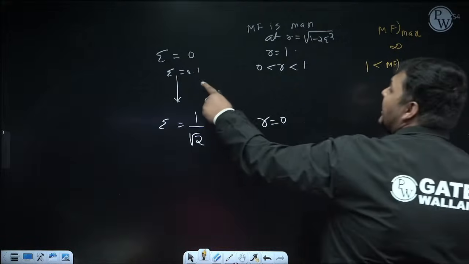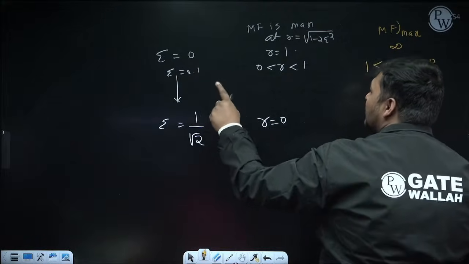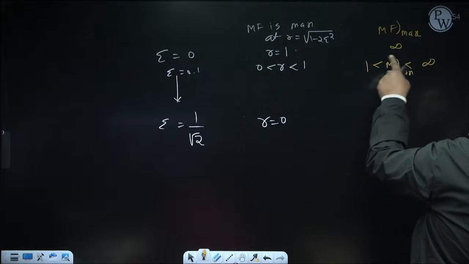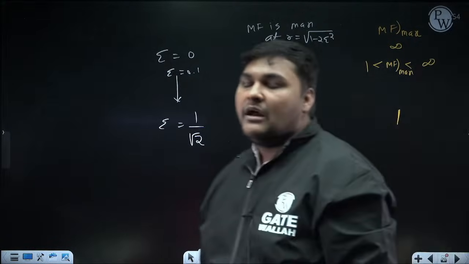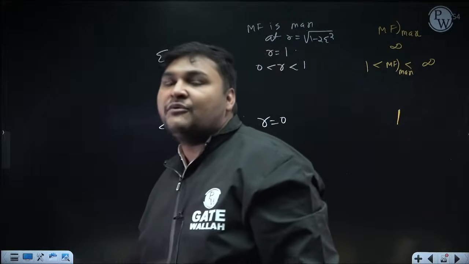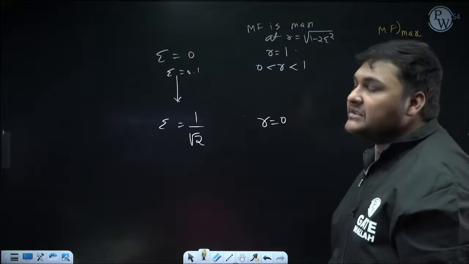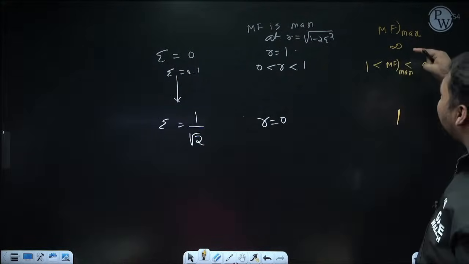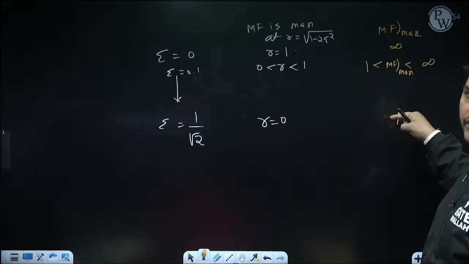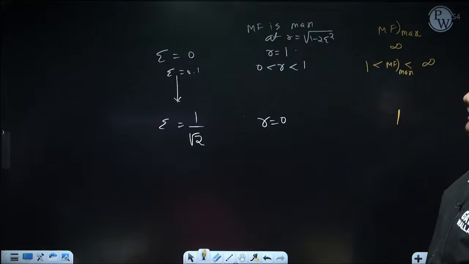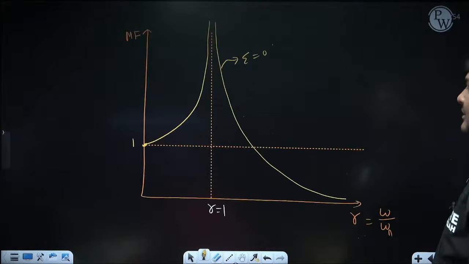Similarly, what about zeta equal to 0.2? Whatever the maximum value of MF will be, it will be lesser than this value, but it will be greater than 1. What I am trying to say is, if zeta is changing from 0 to 1 by root 2, the value of MF max will reduce. Now I am showing these things in the graph. It will be clearer.